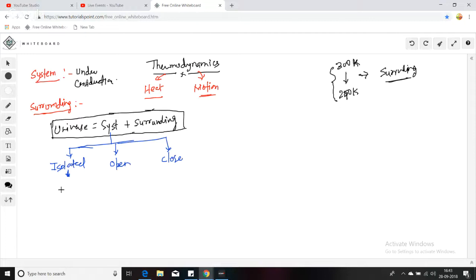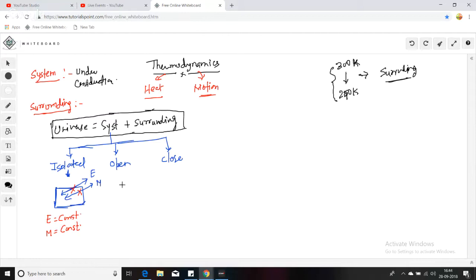An isolated system has no exchange of mass and energy, right? Suppose I take a system like this, and if this system is isolated, neither exchange of mass nor exchange of energy with the surroundings is possible. So in an isolated system, the energy is constant and the mass of the system is also constant.